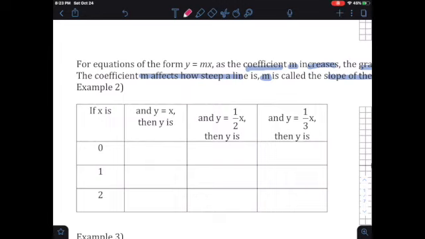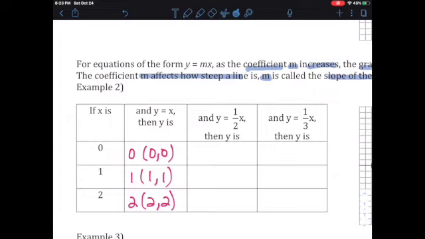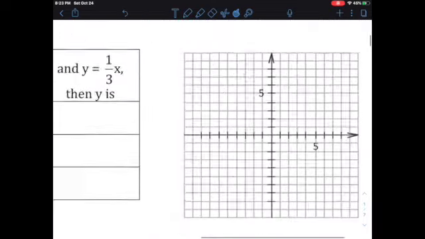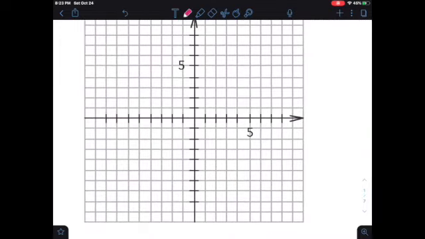Okay, so now again start with 0, and that's going to be 0, 0. Then if you plug in 1, that's going to be 1, comma 1. And then if you plug in 2, that's going to be 2, comma 2. Graphing the equations right now. It's going to be 0, 0, 1, 1, 2, 2. Draw the line in.